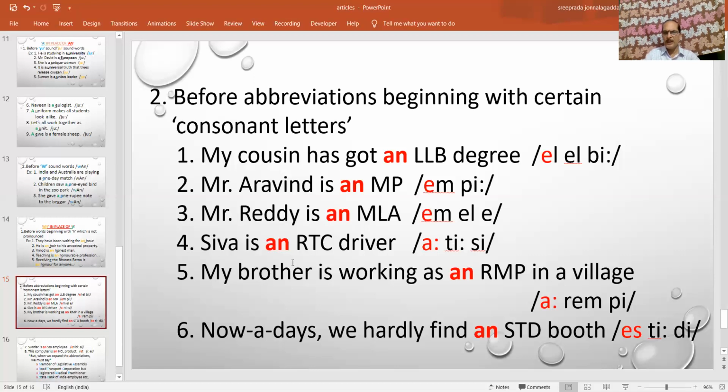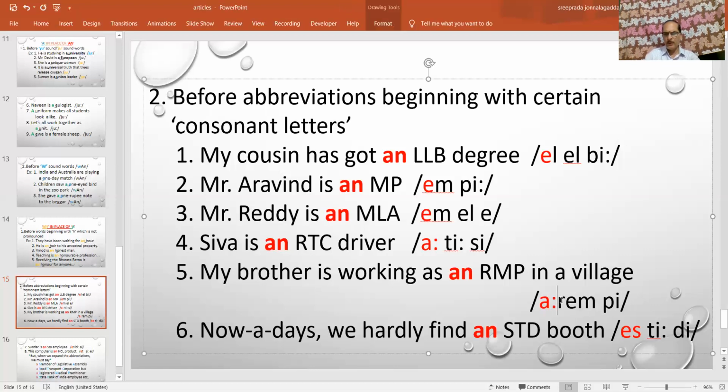My brother is working as an RMP in a village. RMP. So we have to pronounce it like this. Since this abbreviation begins with the vowel sound of A, we have to use the indefinite article an before this abbreviation RMP, even though it begins with a consonant letter.